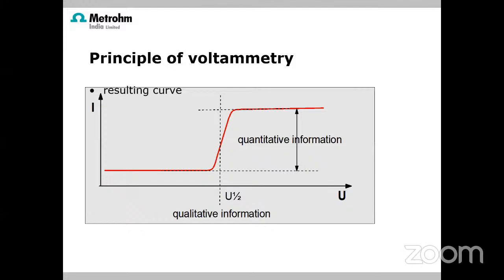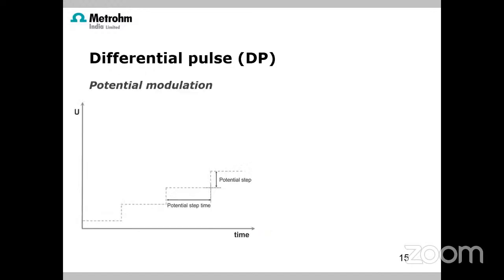So given a condition at a particular pH, because these are pH specific applications, if there is a change in the pH, it will not happen. That is the reason I'm saying pH is very much essential, because buffers are extensively used in this technique. So we apply a potential modulation also.